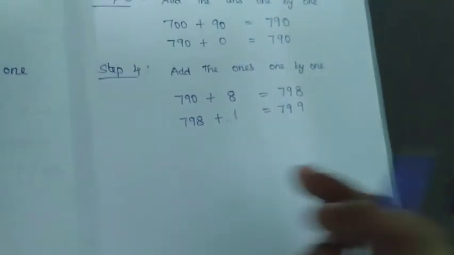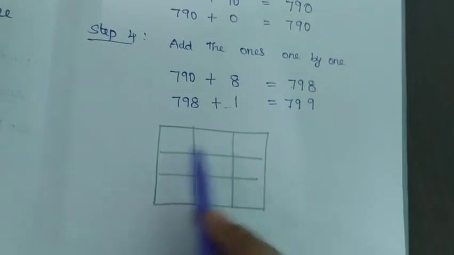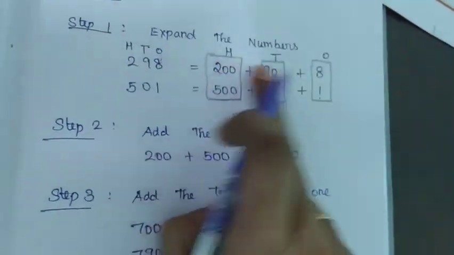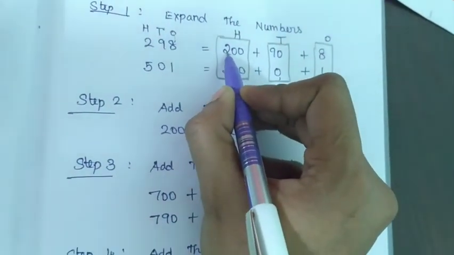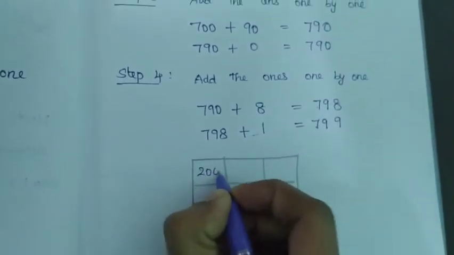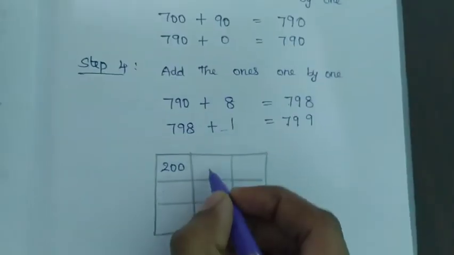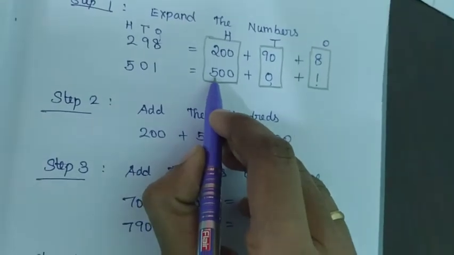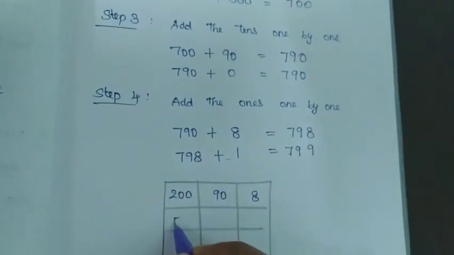Now we want to put the box. Put the box like this. Okay, 3 rows, 3 columns. Now we want to fill the first step. What is the first step, ma? Expanded form. So what is the first number? 200. So 200. The second number 90. So put 90. The third number 8. So put 8. Now the next number 500, 0, 1. Okay, ma. Now step 1 is over.